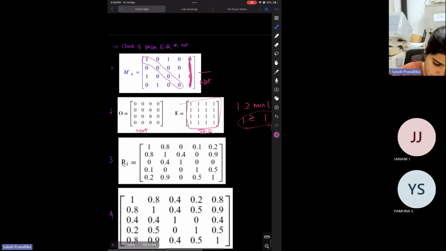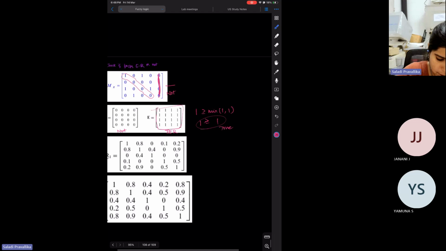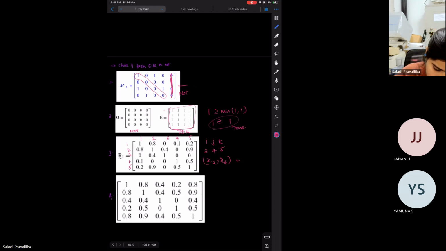Now let us look at this. We all know that R1 is satisfying the first two conditions of reflexivity and symmetry. Now for transitivity, we'll see. We have five values. We'll just do one, but you can go ahead and try different random values as well. Let us take ijk as some random 2, 4, and 5. First, ij is x2 comma x4, which is equal to x2. X2 is this.